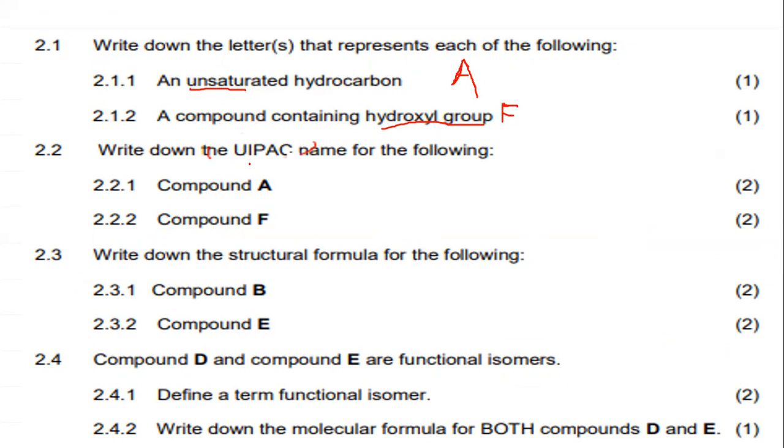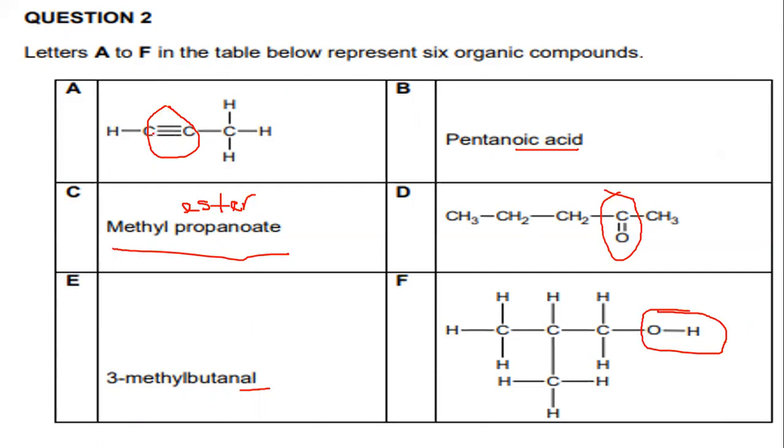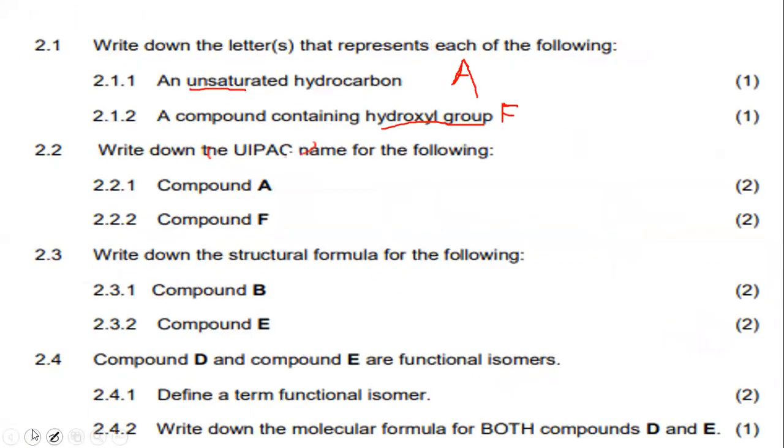Write down the IUPAC name. Apologies for a typo. So it's the IUPAC name of the following compound A. So we look at compound A. 1, 2, 3, okay. We're going to start here, 1, 2, so the double bond has the smallest number. So it would be prop-1-ene. It will end with ene, prop-1-ene. So the double bond has to be here between this carbon and this carbon. Or propyne, if you like, because that can only be on the first carbon if there are only three carbons.